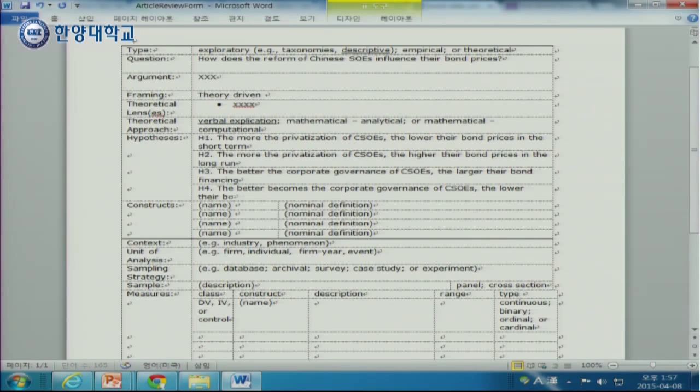the corporate governance of Chinese state-owned enterprises, the higher, maybe the lower their, I don't know, leverage, which is the debt equity ratio. The leverage ratios. Okay, so those are the possible hypotheses, and then there is a concept, a construct.